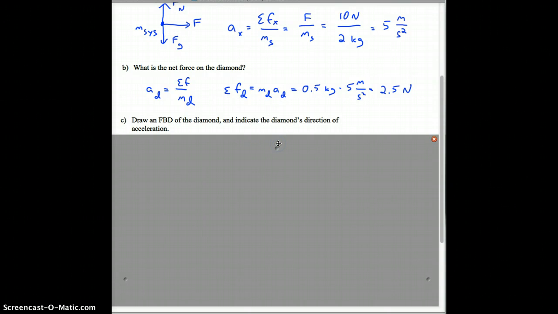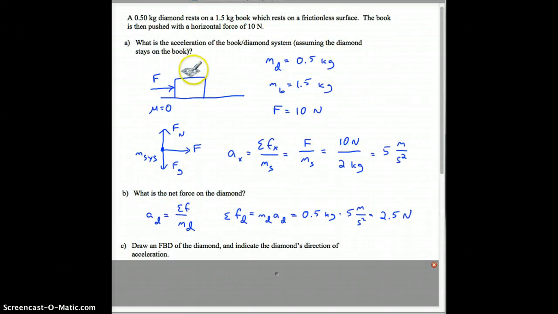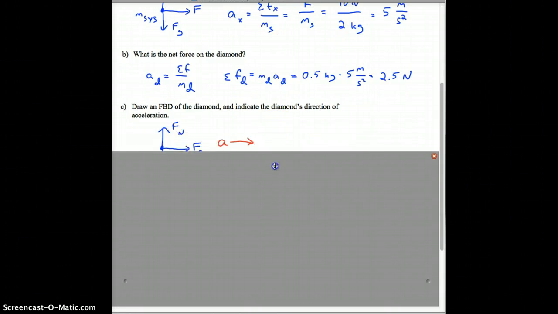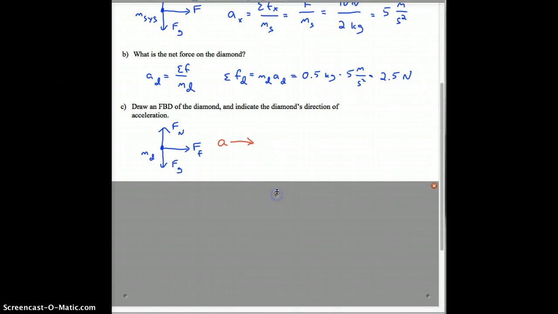Next, it says to draw a free body diagram of the diamond and indicate the direction of the diamond's acceleration. Well, we know from this picture that if the diamond stays on the book, the diamond will accelerate to the right. So the direction of acceleration is to the right. Now check out the free body diagram. The diamond has gravitational force down, normal force up, a friction force to the right.